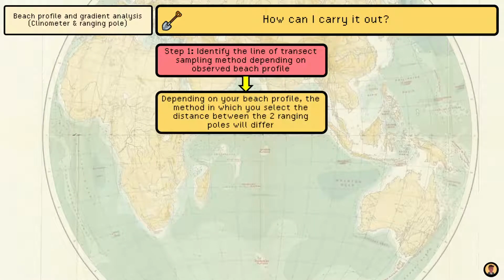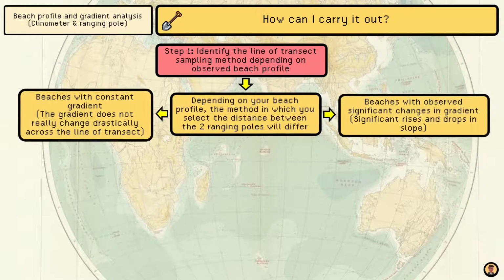Alright, so depending on your beach profile, like I've mentioned just now, we're going to talk about sampling methods now. Depending on your beach profile, the method that you use with regards to your sampling will differ. The method in which you select will actually influence the distance between the two poles, the two ranging poles. Well, I have a diagram to demonstrate this.